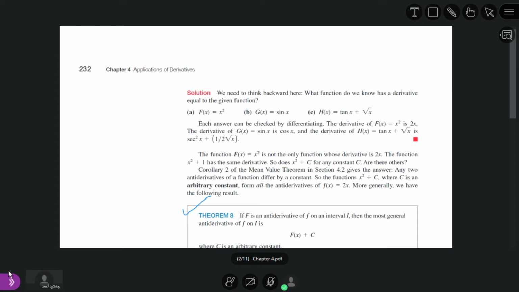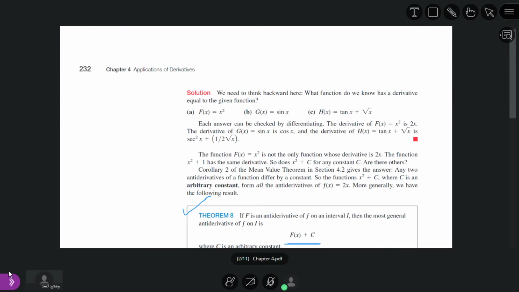So if F is an antiderivative of f on interval I, then the most general antiderivative of f on I is F of x plus C. So what is C? C is any arbitrary number.